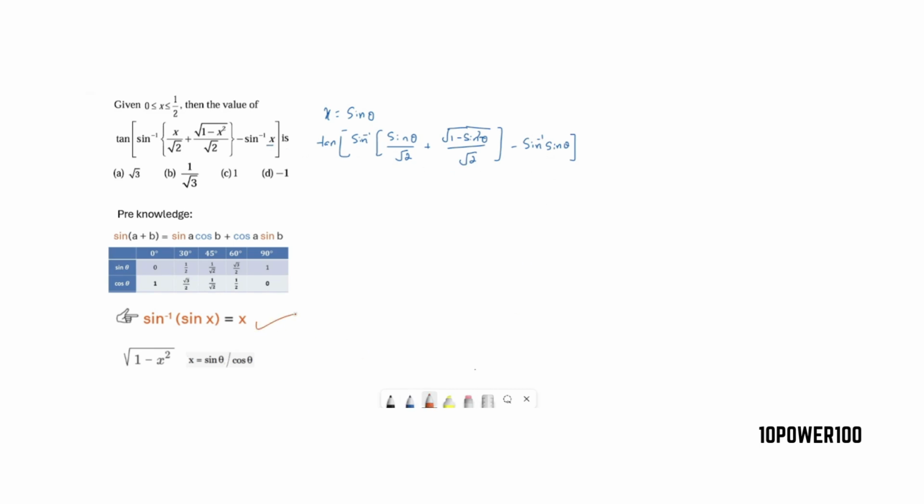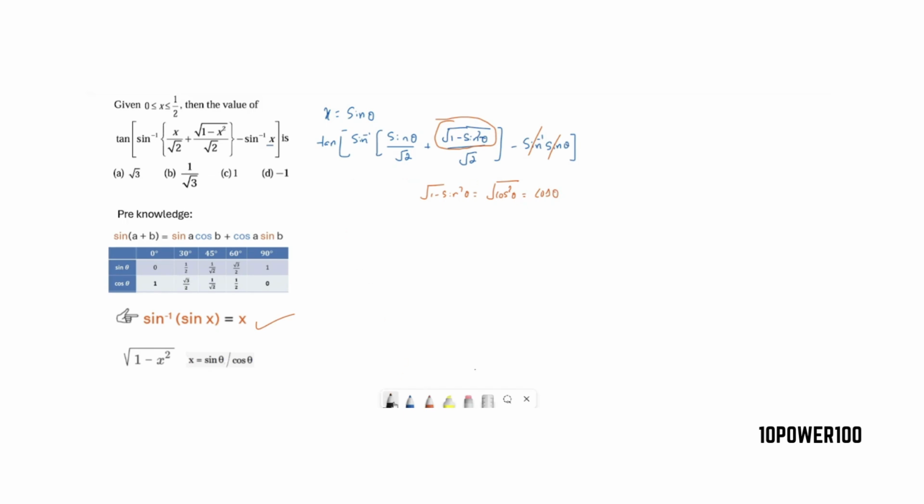Now by using self-adjusting property, can we cancel sine inverse and sine? So what is left out? Theta is left out. And if you observe here, root of 1 minus sine square theta is there. So root of 1 minus sine square theta is root of cos square theta, and the square and the square root get cancelled out, so cos theta will be remaining.